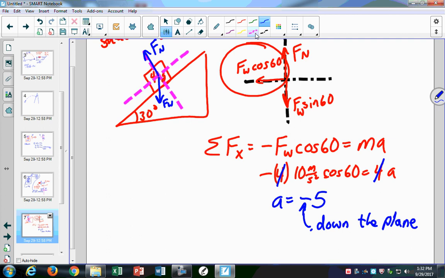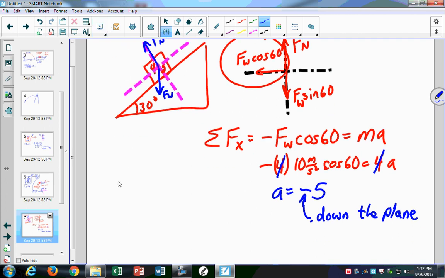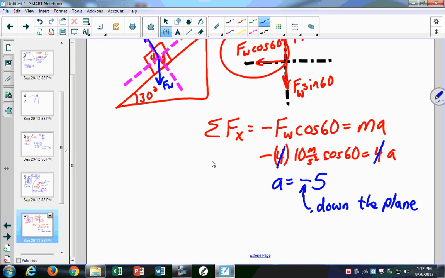Let's look at some old tests. Yeah, Bree. How will you remember whether you should use Fw cosine 60 or Fw sine 60?